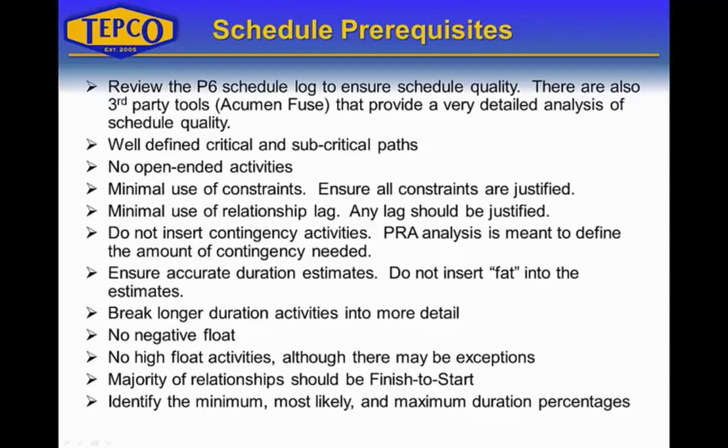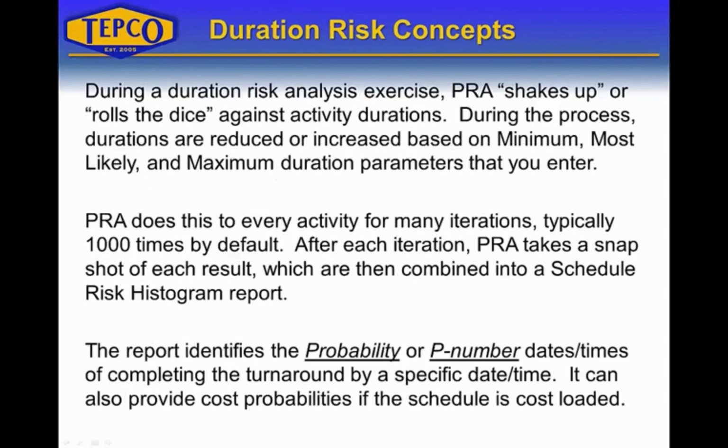The majority of the relationships should be finish to start. Of course, there are exceptions, start to start, finish to finish, etc. Typical sequencing is finish to start. And then identify the minimum, most likely, and maximum duration percentages. This is what we're going to talk about when we get into Primavera risk analysis.